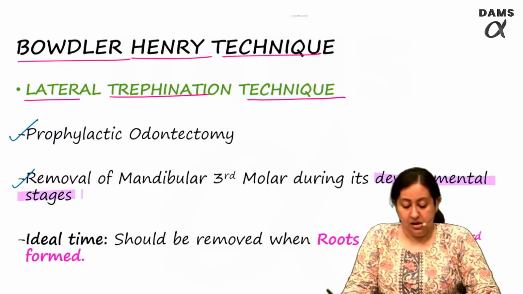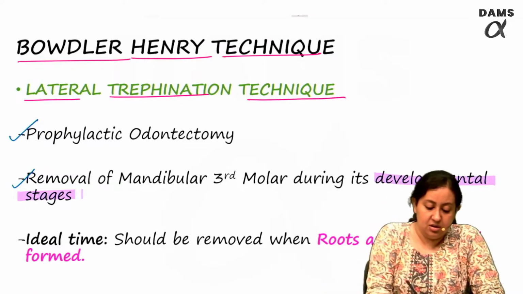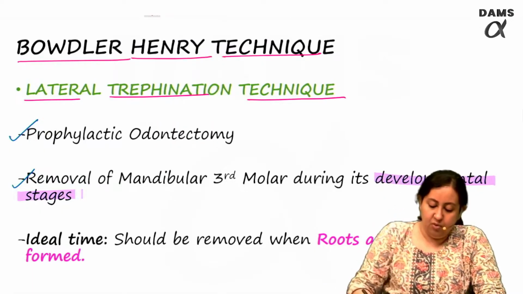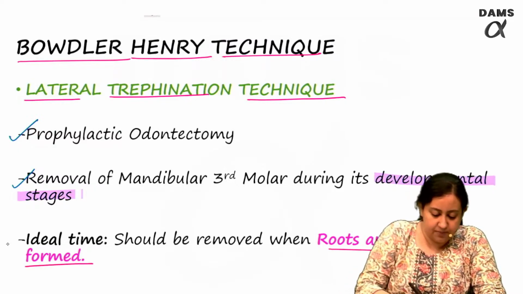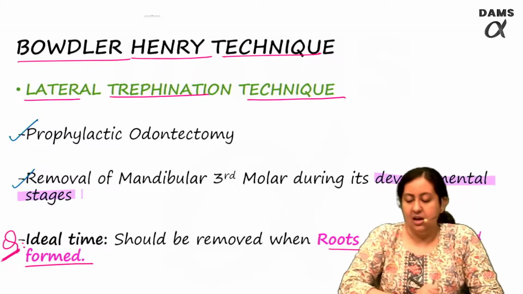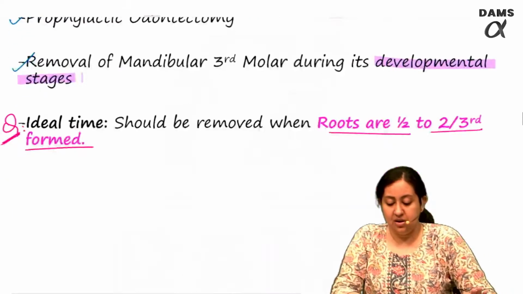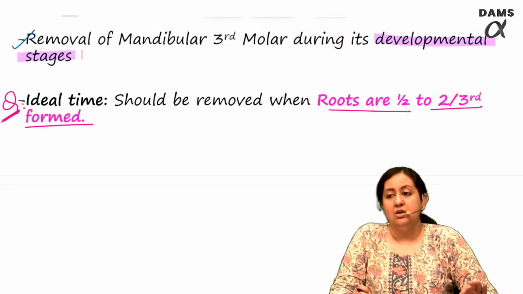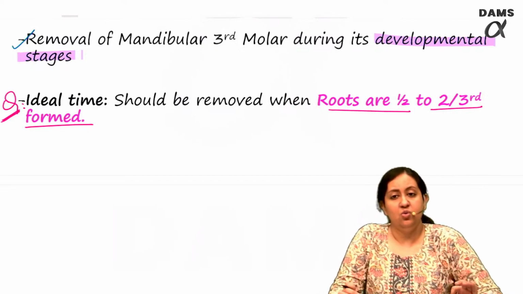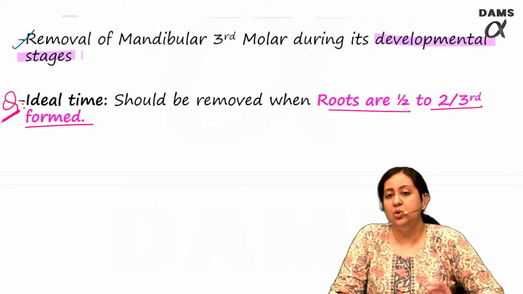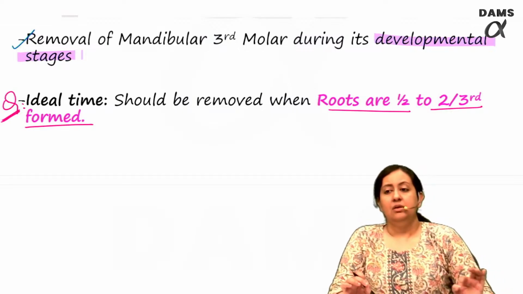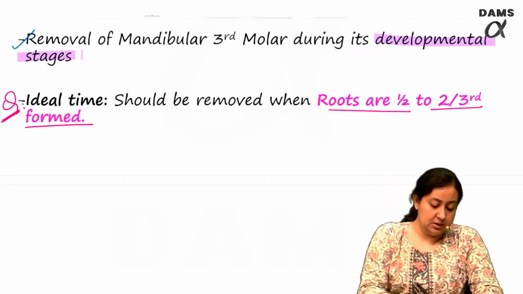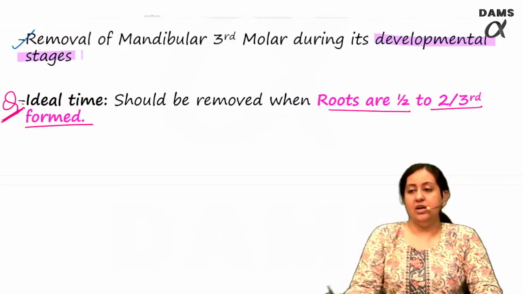And the ideal time, these teeth should be removed when roots are half to two-thirds formed. Please remember, there are various answers given at various places. So these teeth should only and only be removed when roots are half to two-thirds formed. Okay, this is important and this has been asked quite a few times.